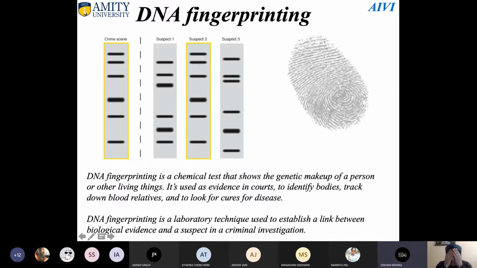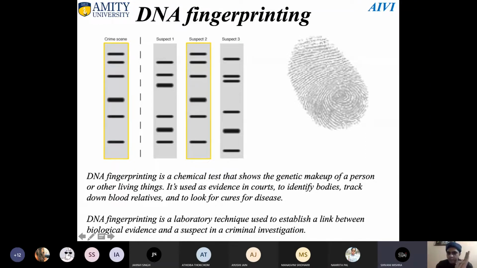Coming back, as we are at the introductory stage, we will go into detail a bit later. Just by definition, DNA fingerprinting is a chemical test that shows the genetic makeup of a person or other living things. So what are you talking about? You are talking about the genetic makeup. You are not talking about the genetic sequence, the whole genome sequence. We are just talking about genetic makeup.